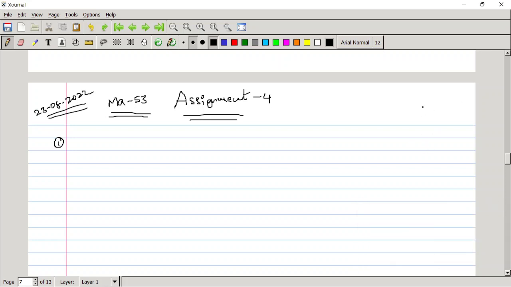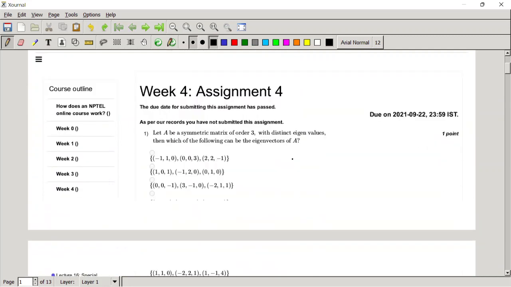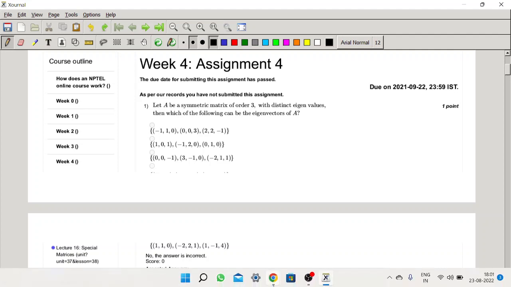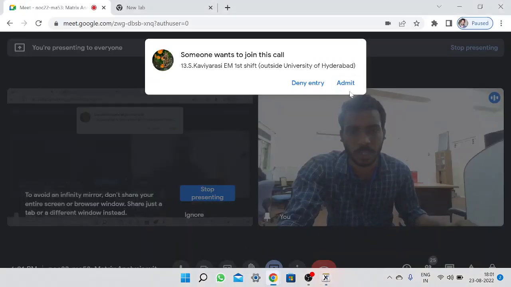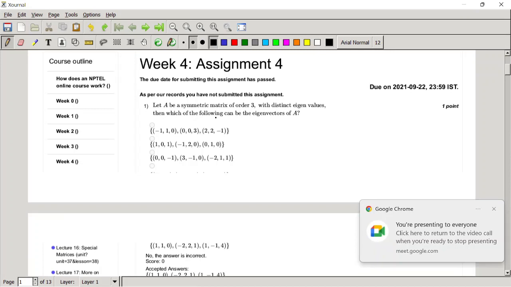So let me show you the assignment problems firstly. Here is the first problem. Let A be a symmetric matrix of order 3 with distinct eigenvalues. It is given only that A is of order 3 cross 3 and it is symmetric. That is the only hypothesis given. Then which of the following can be the eigenvectors of A.